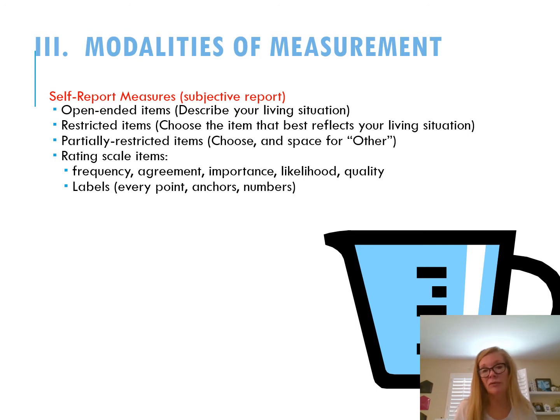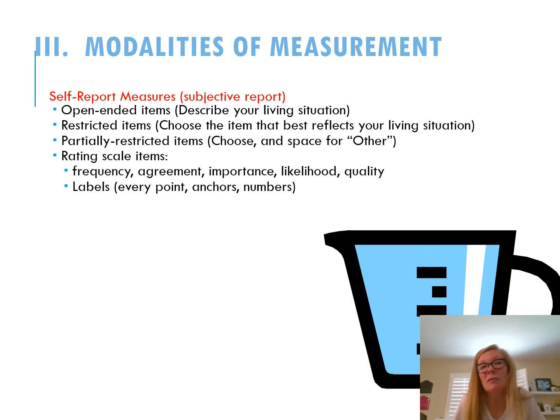Choose the item that best reflects your living situation. So you might offer common living situations in college students. I live with a roommate. I live with my parents. I live with a sibling. I live alone. So giving them choices and they select one. Now, the advantage of that over the open-ended item is that because we are numerically coding these responses, remember you have to have a number attached to the response, the advantage is that you don't have to come up with a unique code for all these different unique situations.